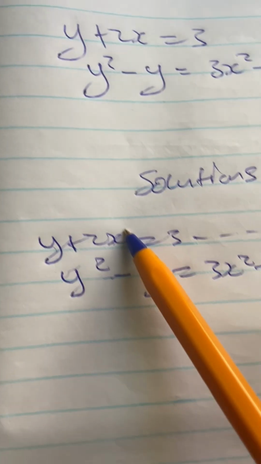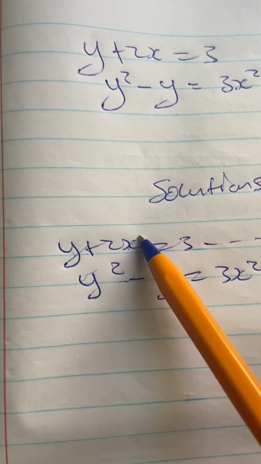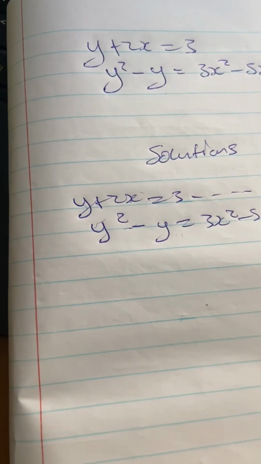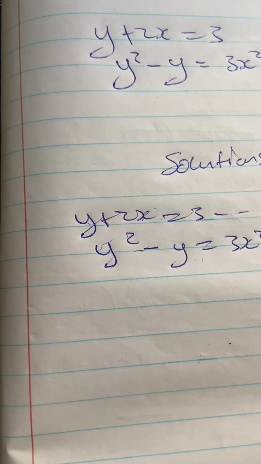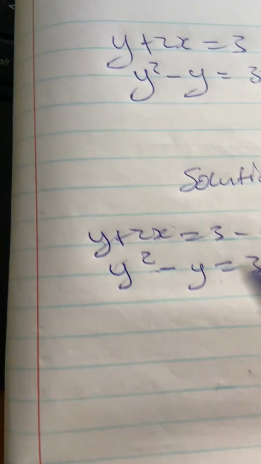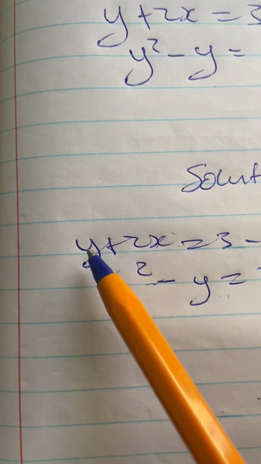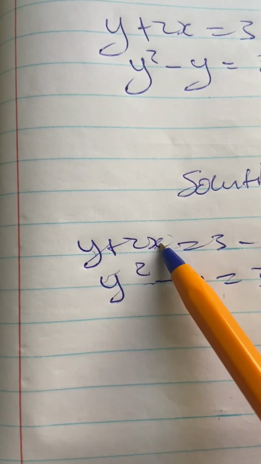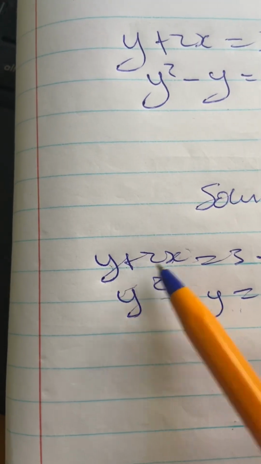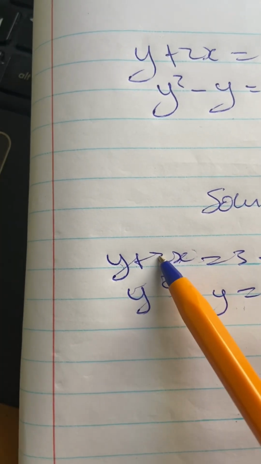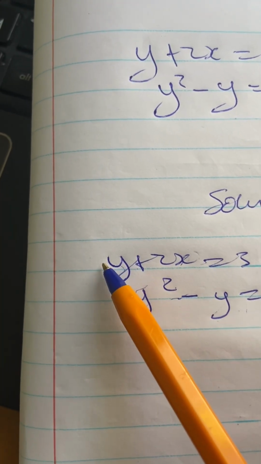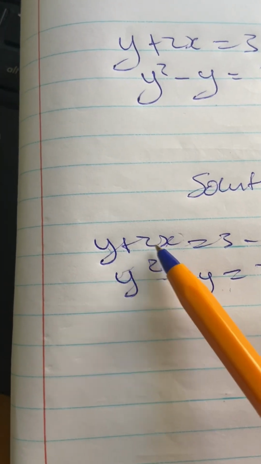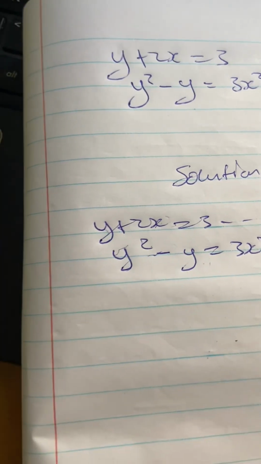By doing that, you only need to check the coefficient of x or y. It must be 1. So when you check the coefficients of y and x, the coefficient of x is 2, and the coefficient of y is 1. So this one is the simple one, then we can take it and solve it.